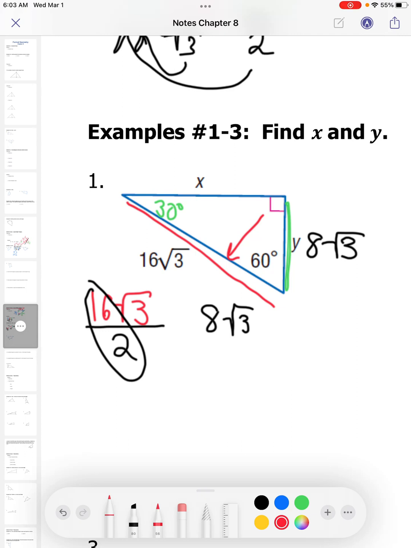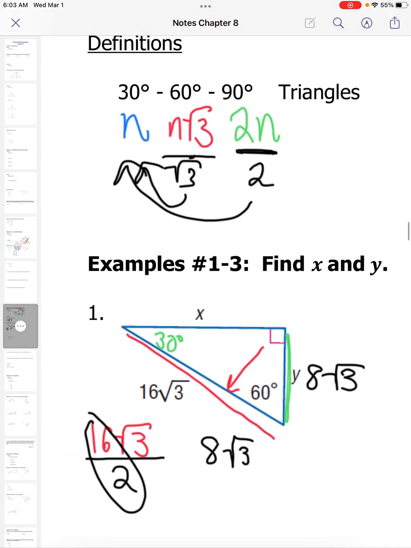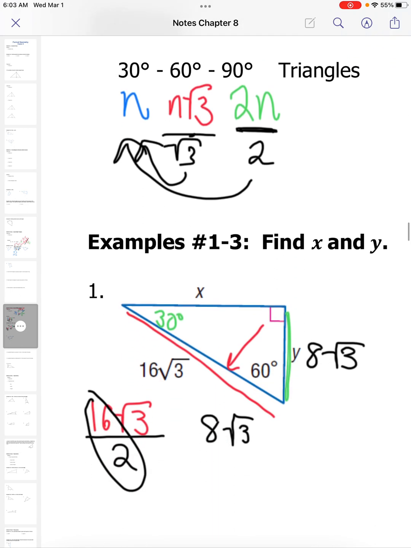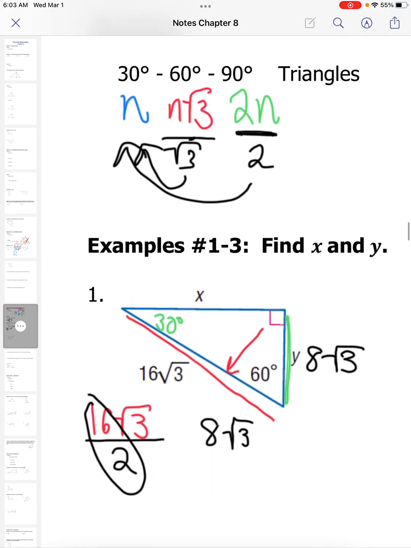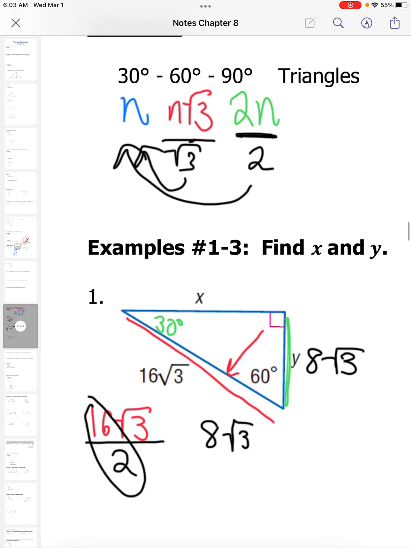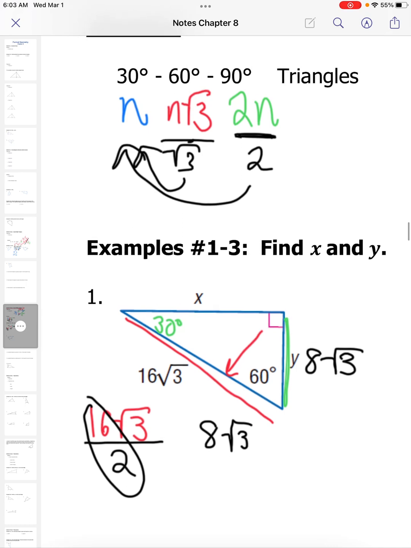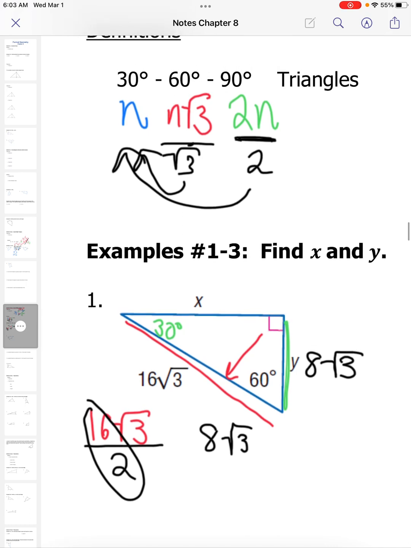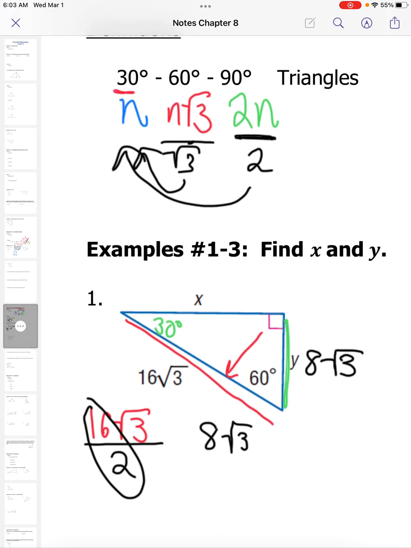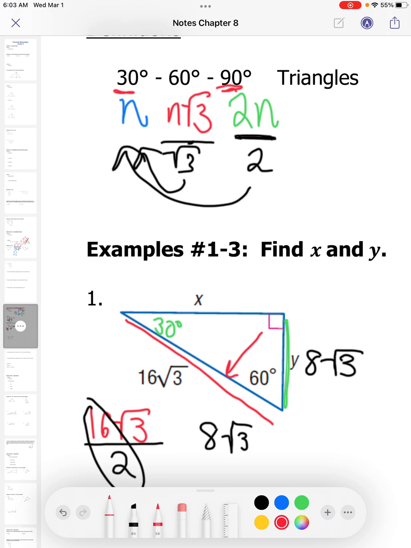Okay, so let's think about this. All right, my colors are a little funky, I apologize. So I have the hypotenuse of 16 root 3. I have the short leg of 8 root 3. So those have root 3s. Let's think about this. If the 30 and the 90 have the root 3, then the 60 will not, okay? So let's prove that assumption.